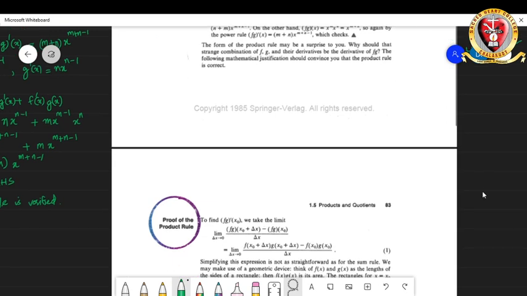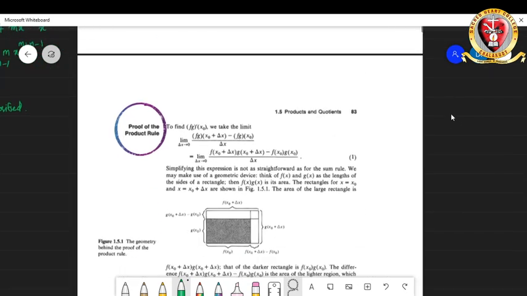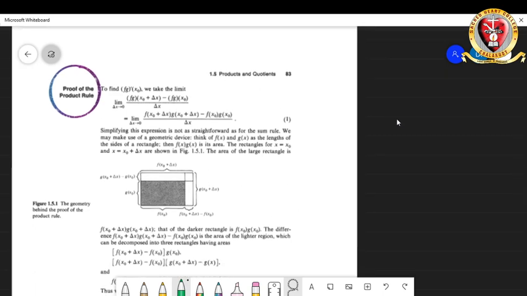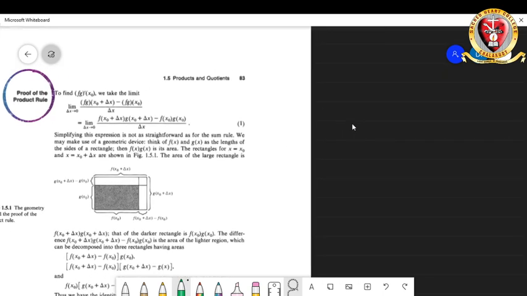So we have to also prove the product rule. So how will we prove the product rule? So for the proof, we have to show that fg the whole dash of x is equal to f of x into g dash of x plus f dash of x into g of x. This is what we have to show.